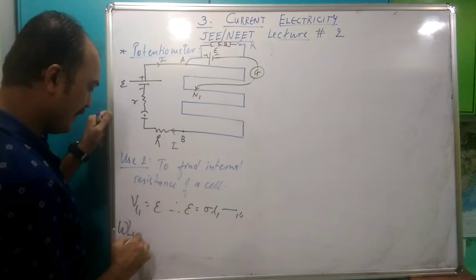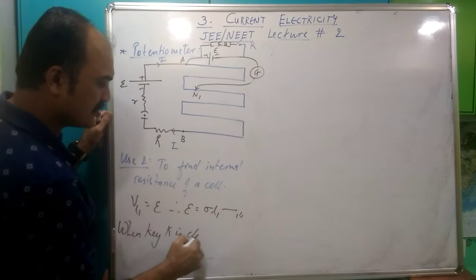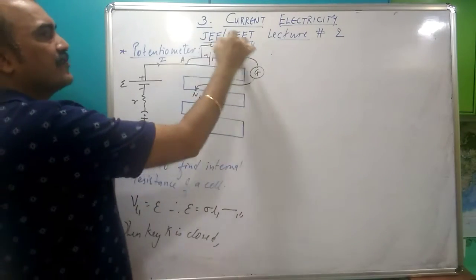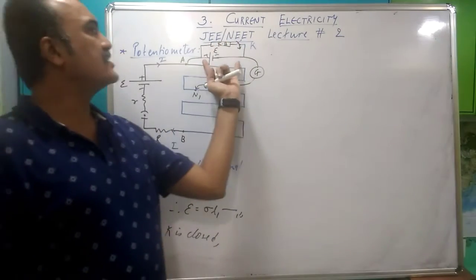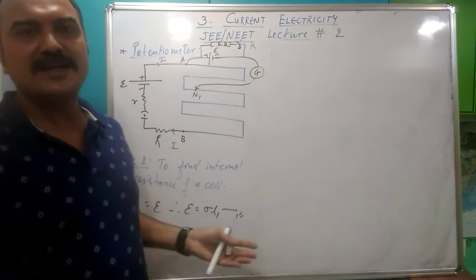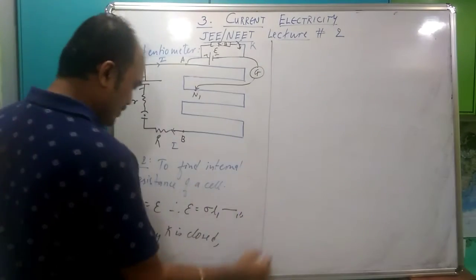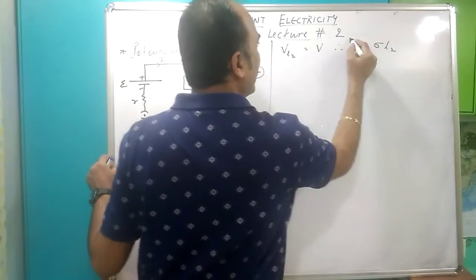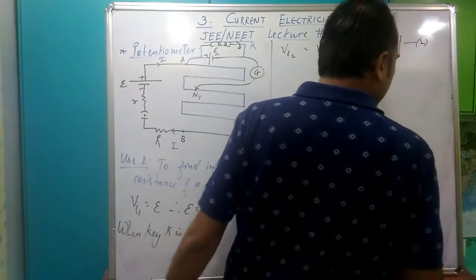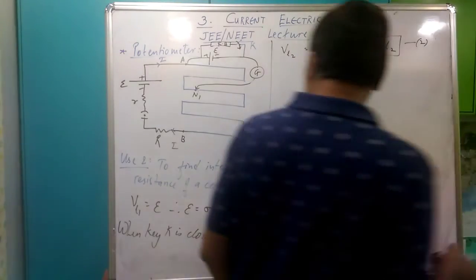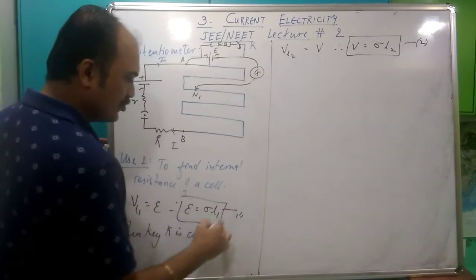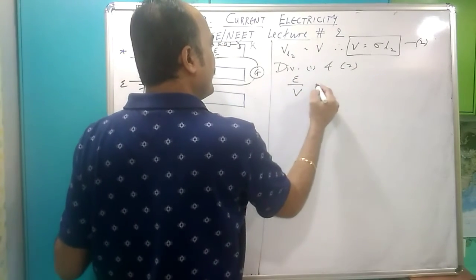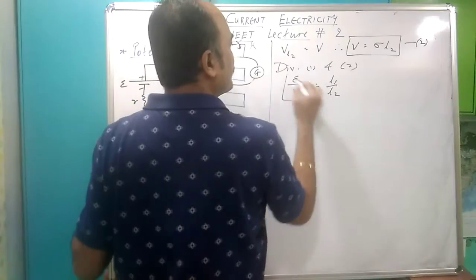Now, when key K is closed, do you agree the resistance box is now in the picture, and as a result current starts flowing in this circuit also, and thus the potential difference between the two terminals is not EMF, it is terminal voltage. So VL2 is equal to V, therefore V is sigma L2. This is equation 1, this is equation 2, and when I divide 1 and 2, I get epsilon by V is L1 by L2.